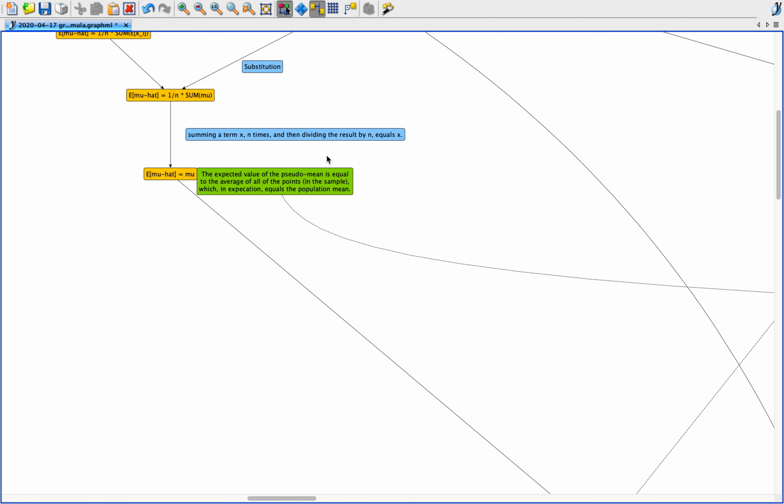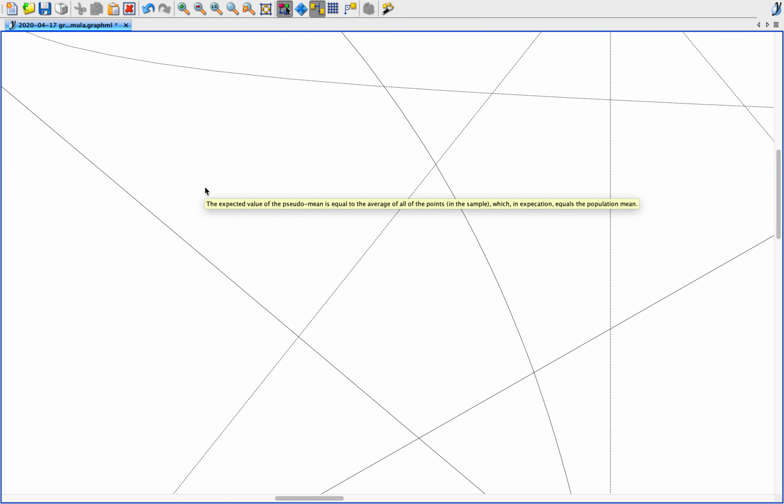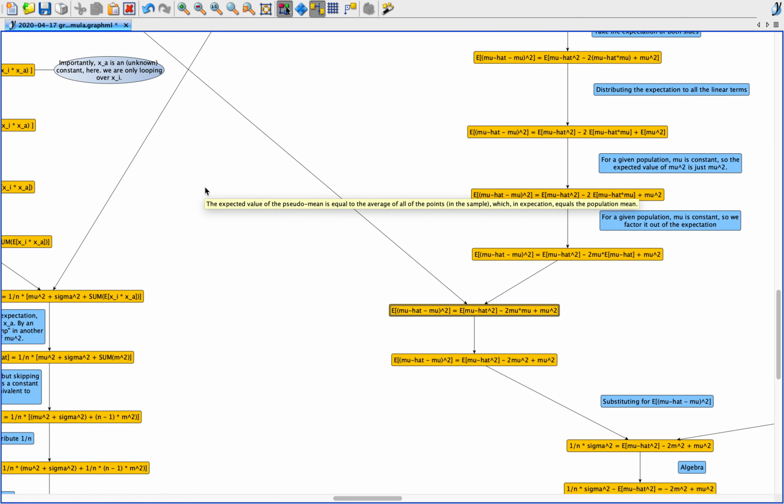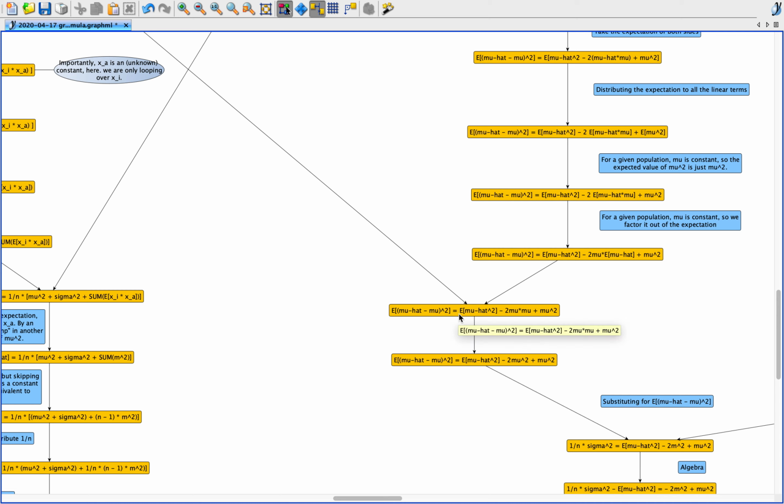The expected value of mu hat is mu. It's an unbiased estimator of mu. So now we have the expected value of mu hat squared, which remember is what we're looking for, minus 2 mu times mu plus mu squared, which we can simplify.